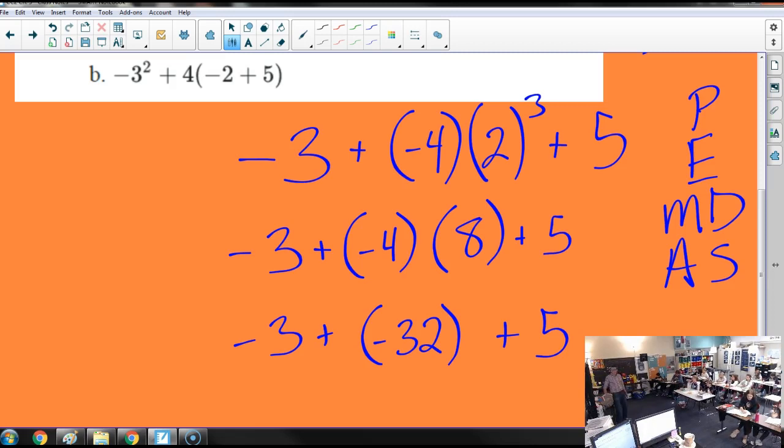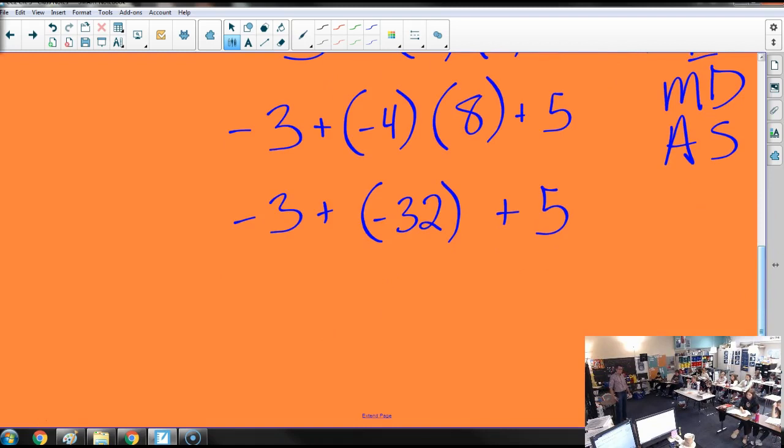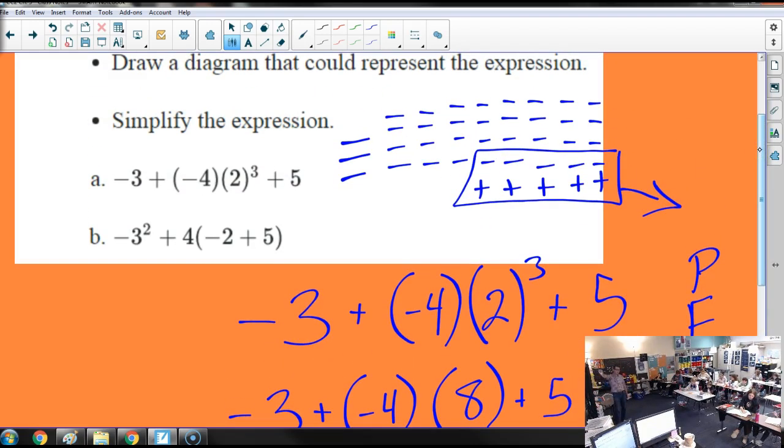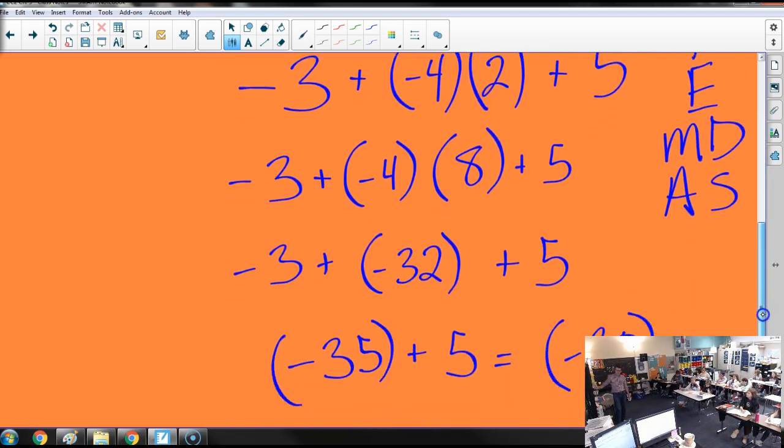Still 3 terms. Now, there's nothing left to do except for add and subtract. So now we put our terms together. Remember, we always sort good guys, bad guys? Easiest option. So if I put all my bad guys together, we have negative 35 plus a positive 5, which is going to equal negative 30. Now, if I went back to my model, we would have 30 negatives out there. Still left after we took out the 0.